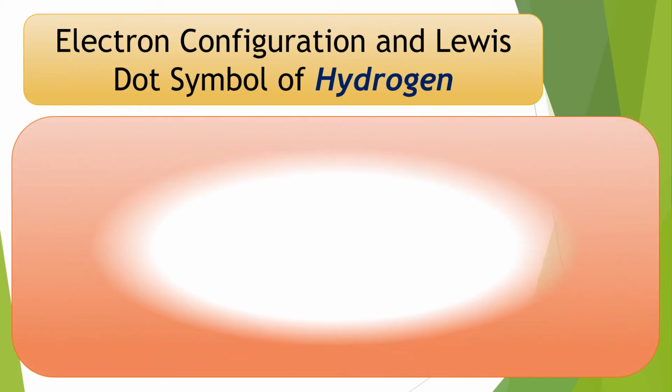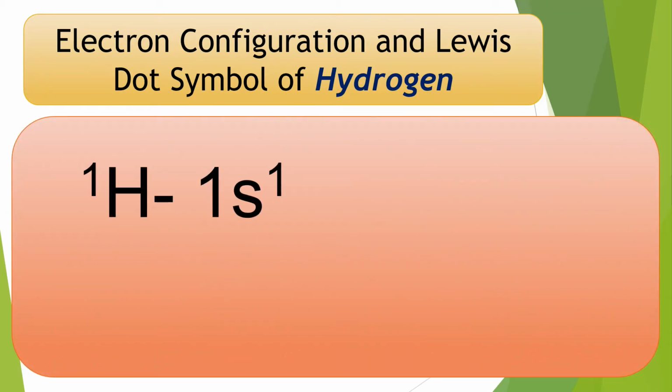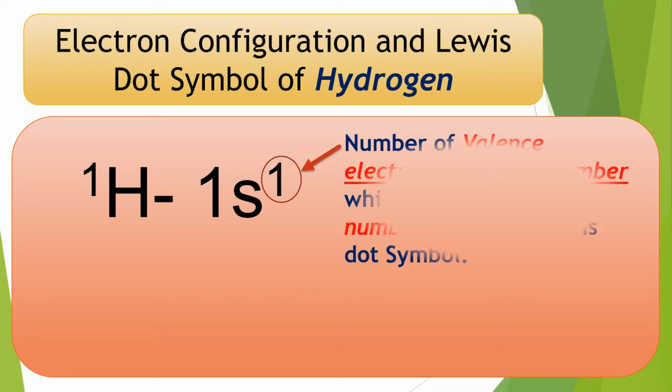Electron configuration and Lewis dot symbol of hydrogen. Hydrogen has atomic number 1 and also it has 1 valence electron. The electron configuration is 1s1. The 1 is the number of valence electrons or family number, which is the same as the number of dots in the Lewis dot symbol.